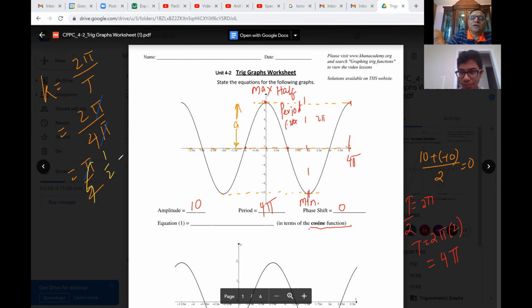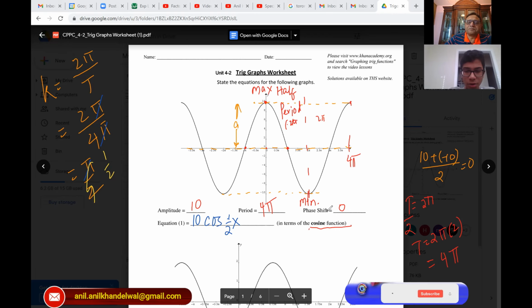And therefore, now we can write down our equation. The amplitude for us being 10, so that is 10. And the function is cosine. The k value is half. And the parameter, we can write x. Phase shift is 0. Therefore, 10 cos half x is the equation of this particular function.